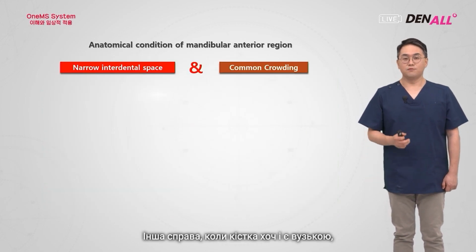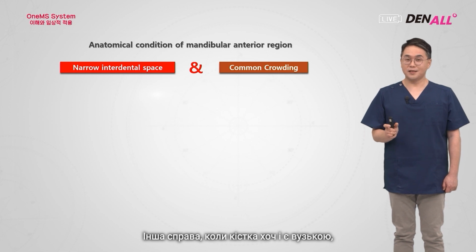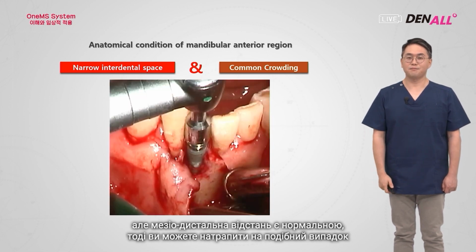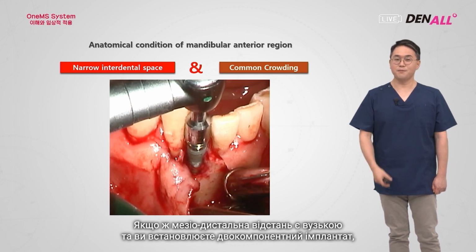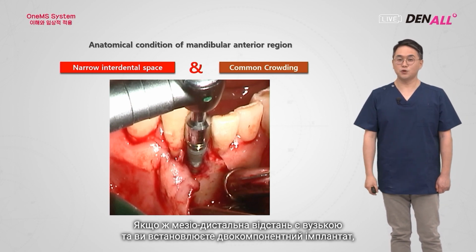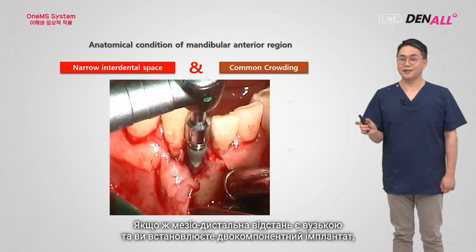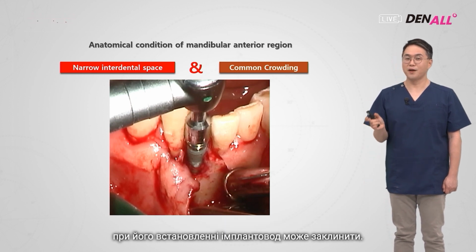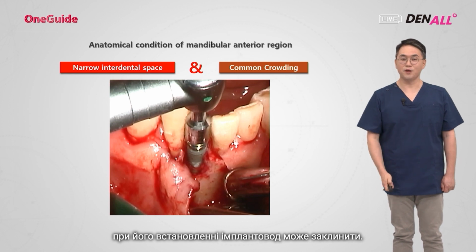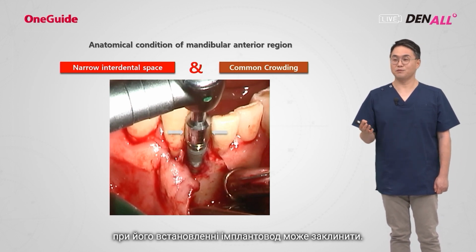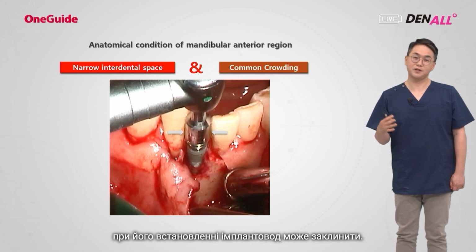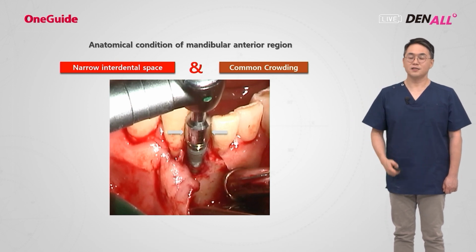Another thing is that even if the bone width is narrow and the mesiodistal distance is adequate, you can come across a case like this. If you place a mount-type two-piece implant, the mount driver can get jammed. So I want to place the implant in a good size, but there's a tilting to the buccal and labial side.